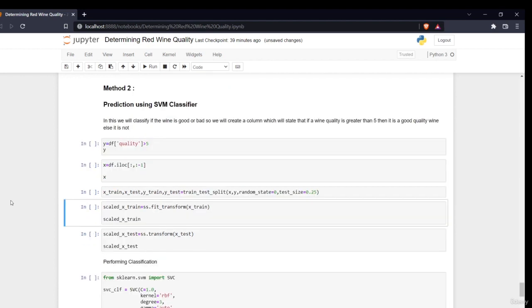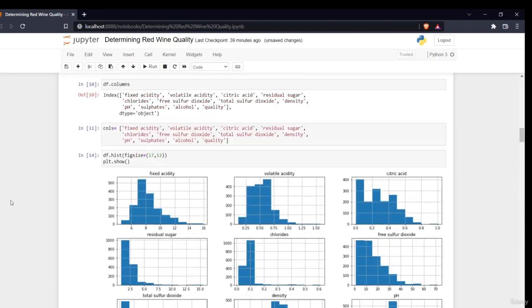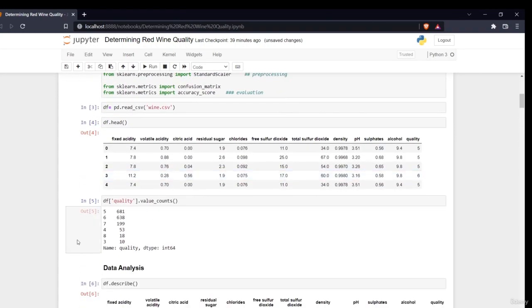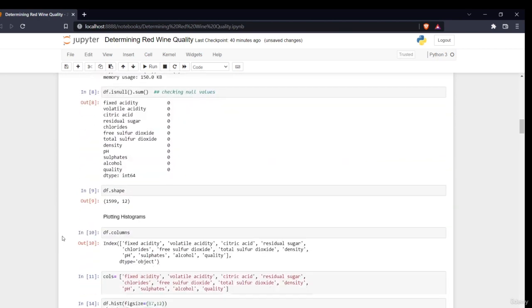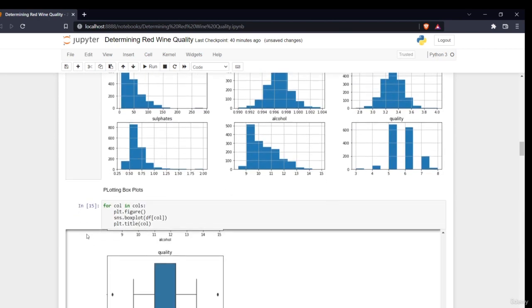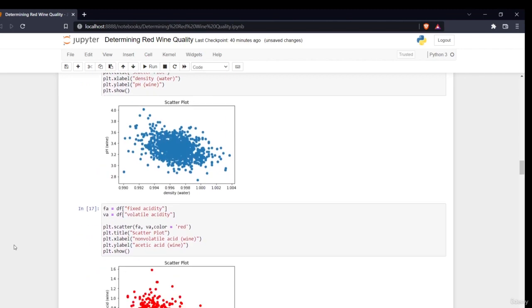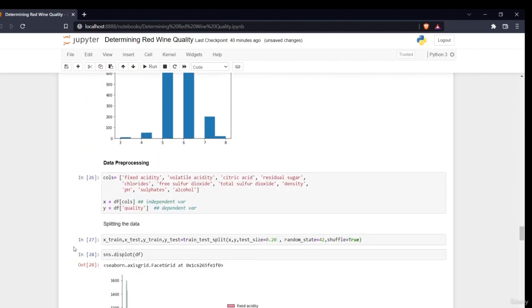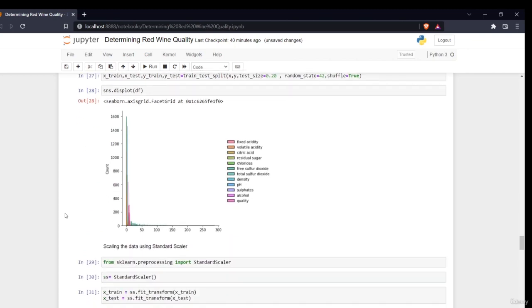Hello all and welcome to the final section of this project. So now let us have a brief summary of what we have done till now. The very first thing we did was we imported the libraries. These were the different libraries. Then we read the data set. We did some data analysis and we created some figures: histograms, scatter plots, box plots, pair plots.